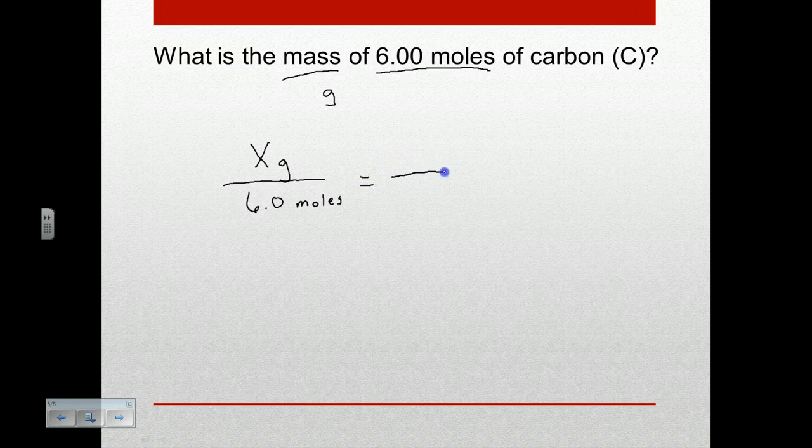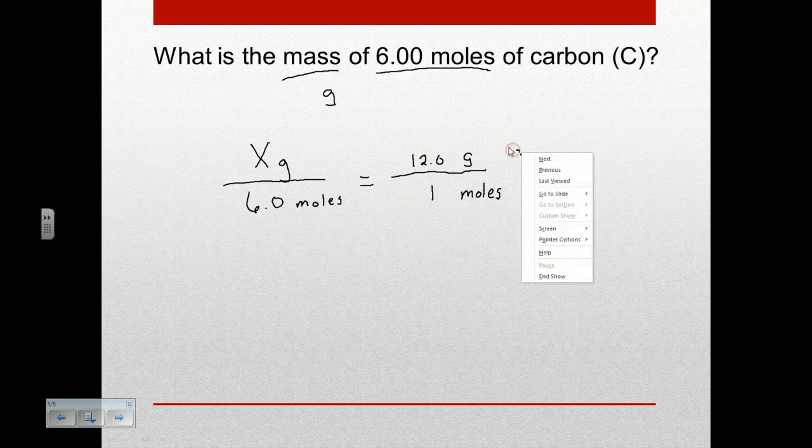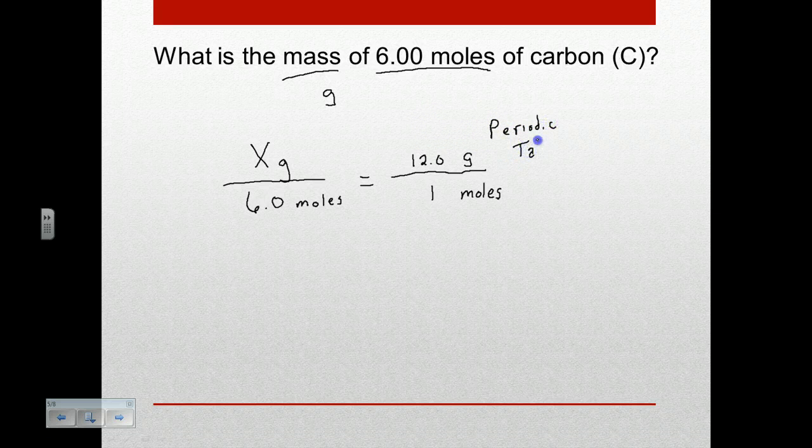Now on the other side, put your same units. So we have grams to moles as the relationship we're looking for. We know that 1 mole is equal to 12.0 grams. That's from the periodic table. I rounded it to the tenths place, and 1 mole is 12. So now I'm going to cross multiply: 6 times 12 divided by 1. That gives me an answer, 72.0 grams. That is the mass of 6 moles of carbon.